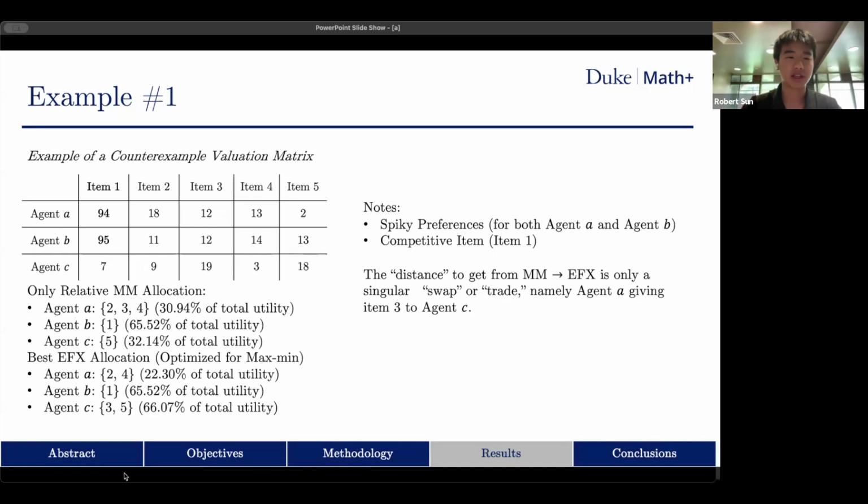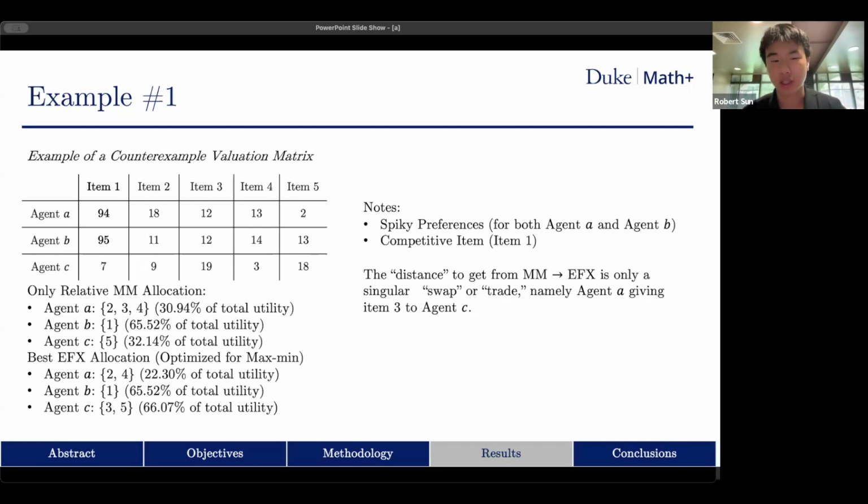An important thing to look at in our counterexample matrix is that agents A and B both have pretty spiky preferences. They both like item one a lot more than the rest of their items. There's also a very competitive item, which is item one, and this was very common in every single counterexample we had.